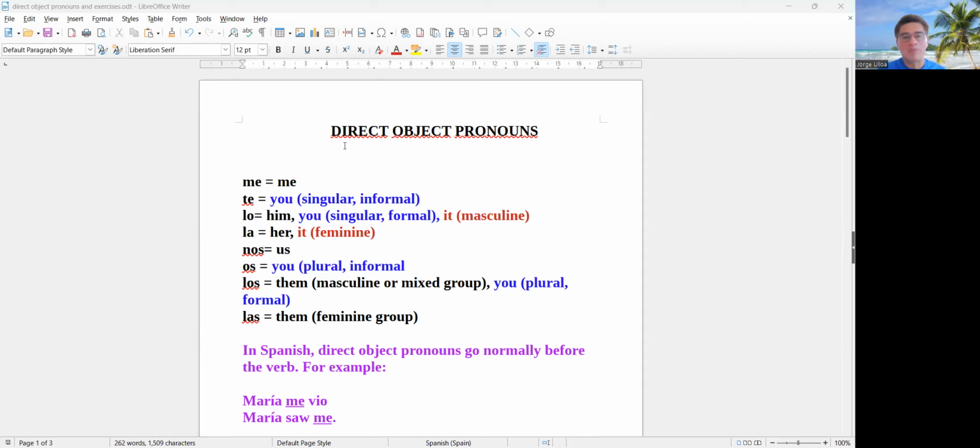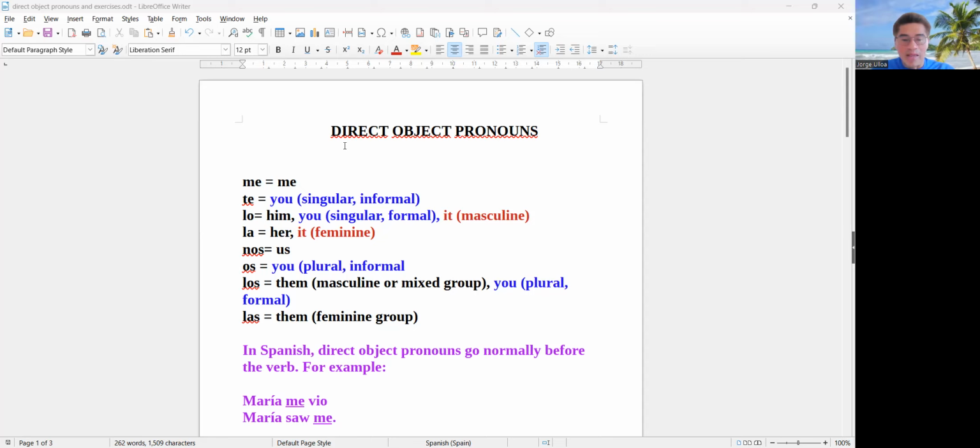Primeramente los voy a pronunciar. ¿Okay? Empezamos. Los voy a pronunciar en orden. I'm going to pronounce them in order. Me means me. Te means you, but only the singular informal. Lo means him, but also the you singular and formal.